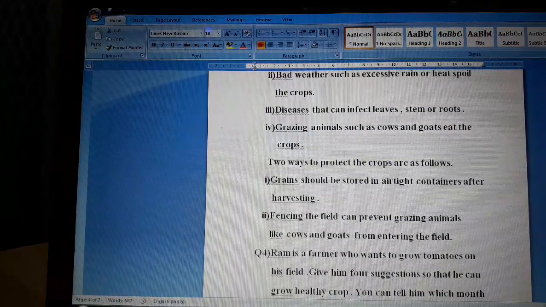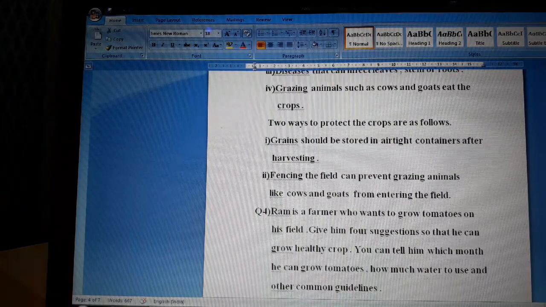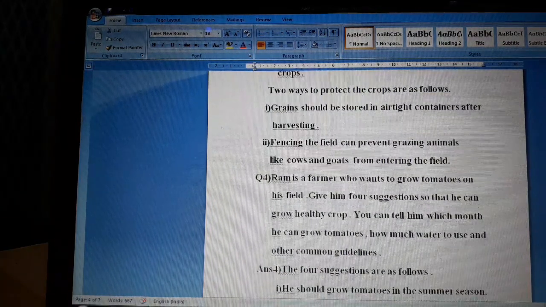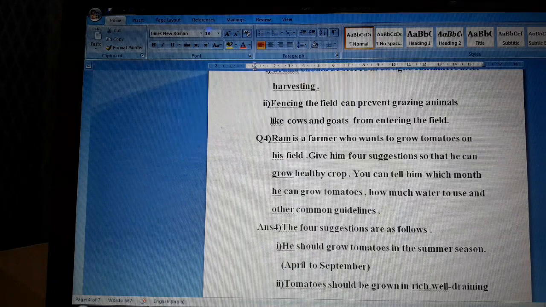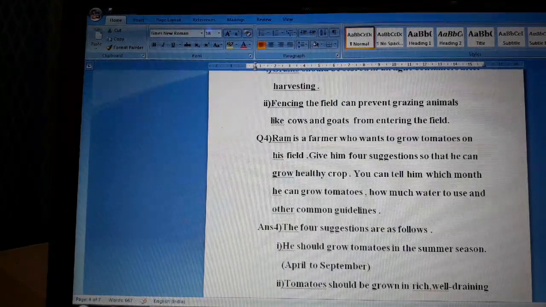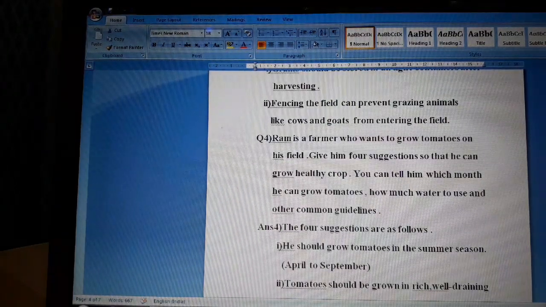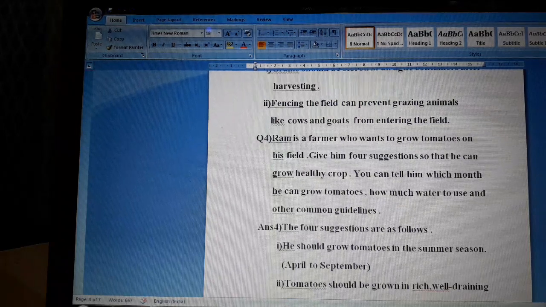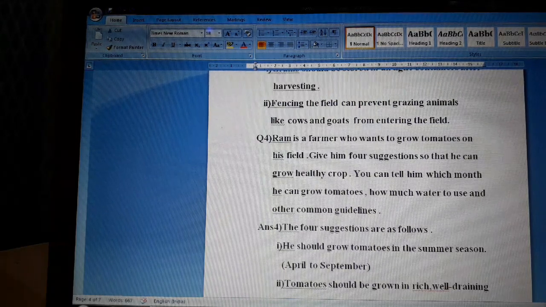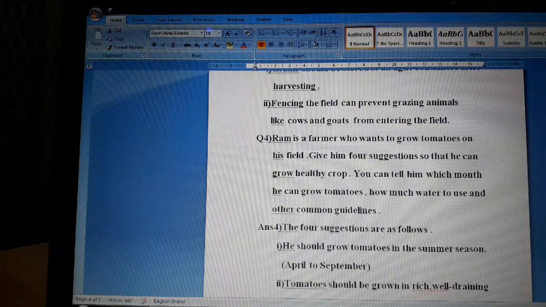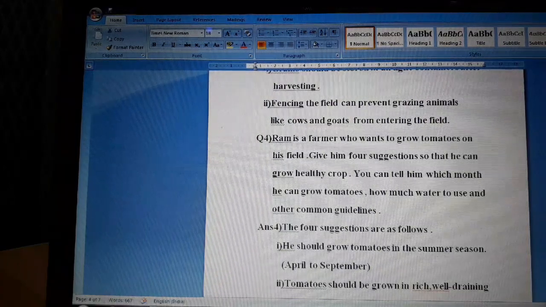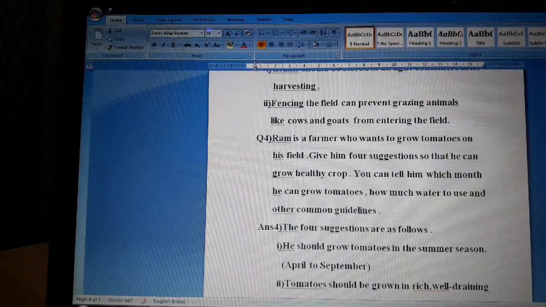Okay. Now we come to the next question. It is a HOTS question. Though it is a HOTS question, we'll do it. Ram is a farmer who wants to grow tomatoes on his field. Give him 4 suggestions so that he can grow a healthy crop. You can tell him which month he can grow tomatoes, how much water to use, and other common guidelines.